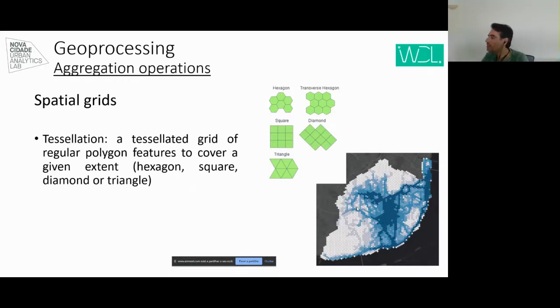For example, in this map on your right, it is a grid of hexagons, and we have aggregated to each hexagon the number of bikes in each hexagon. Okay, and as you can see, as we are trying to model movement, we have more directions where data could be aggregated along the hexagon cells.